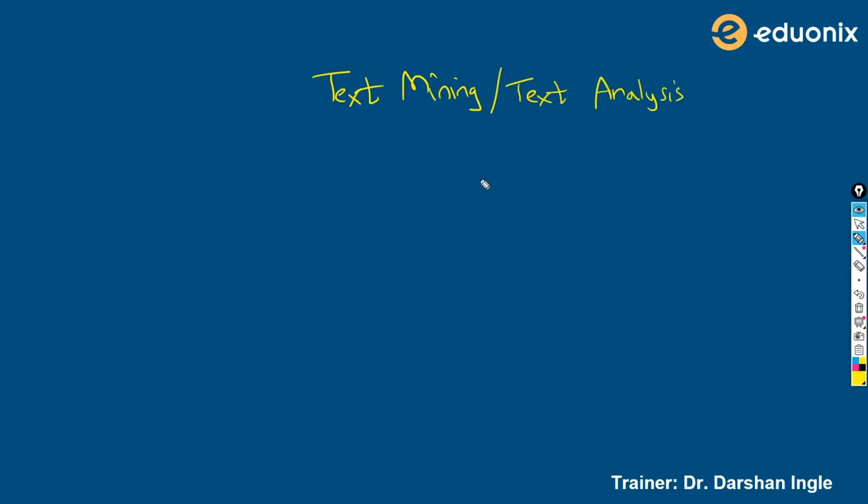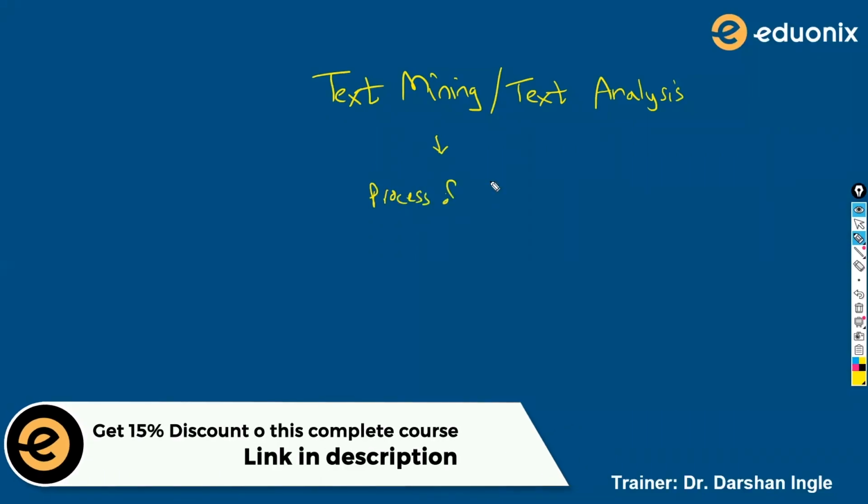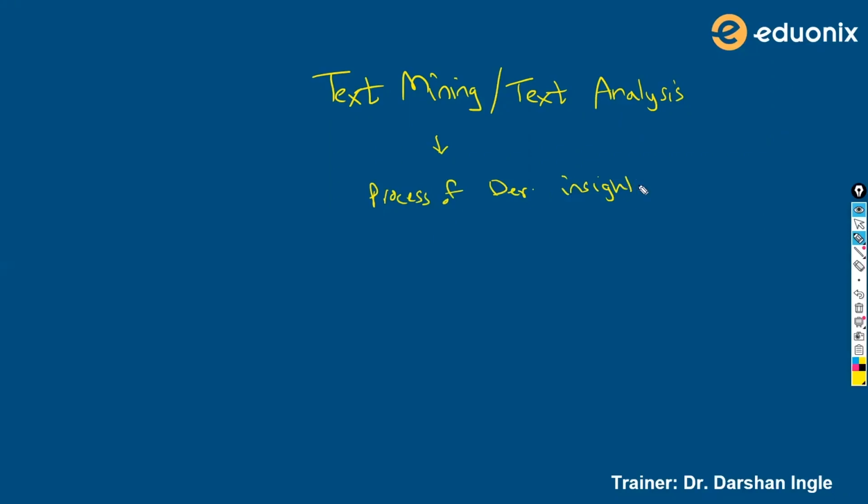And what does this mean? It is nothing but the process of deriving insights from natural language text, and this is where NLP is going to help. So the process of deriving insights from natural language. And over here we can further classify it into majorly three categories.